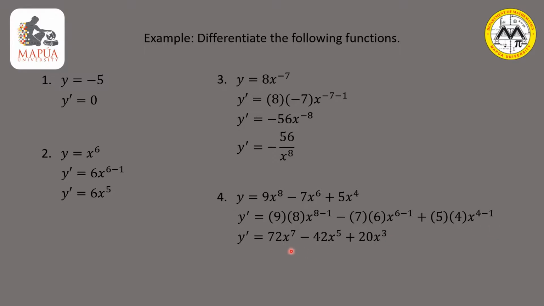Simplifying this to the form 72x to the 7 minus 42x to the 5th power plus 20x cubed, or if you want to factor out the common factor among the constant coefficients, then y prime can be expressed equal to the product of 2 with 36x to the 7 minus 21x to the 5th power plus 10x cubed.